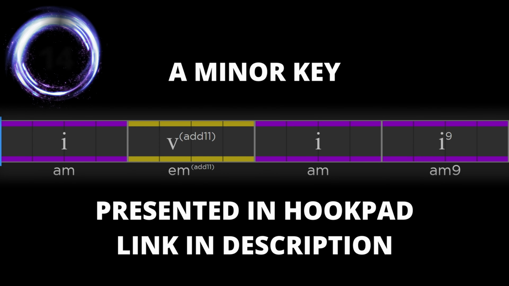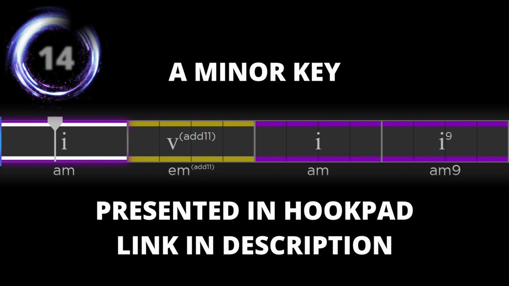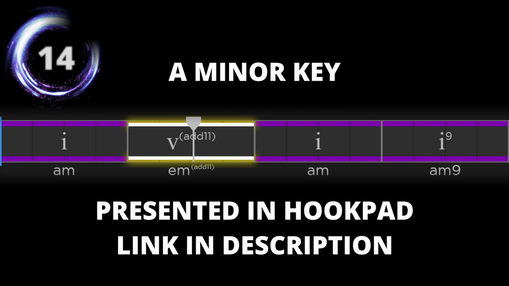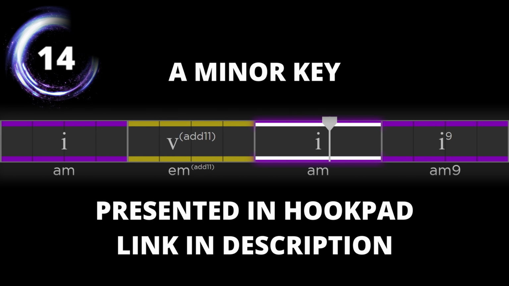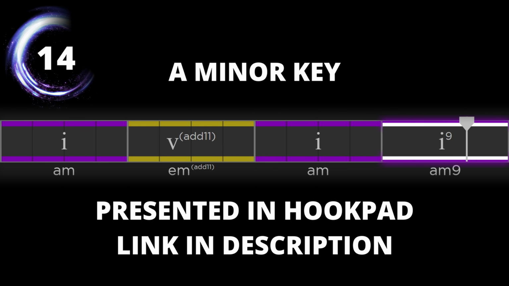Number 14 is 1, 5 add 11, 1, 1 minor 9th. This is an interesting example. The 5 add 11 means that the root note of the 1 chord is added to the minor 5 triad. This smooths out the transition between the chords. When we get to the 1 minor 9th at the end of the progression, then we hear all of the notes from the other chords in this single chord. Listen to this in Things We Said Today by the Beatles.